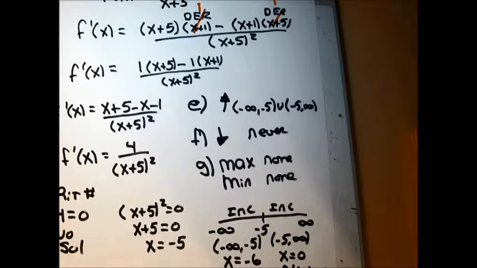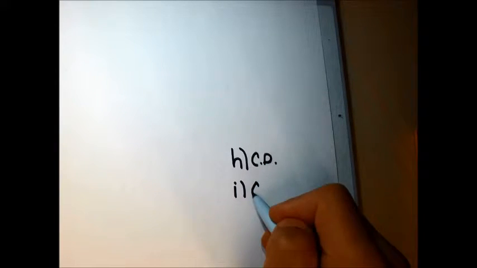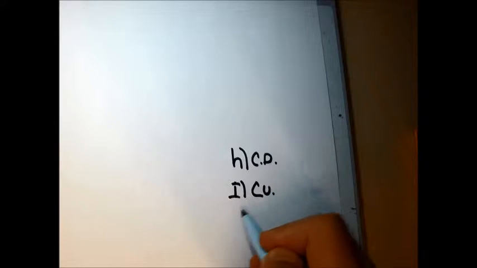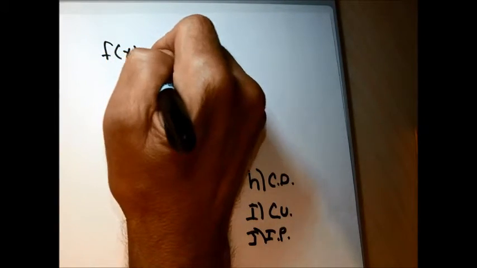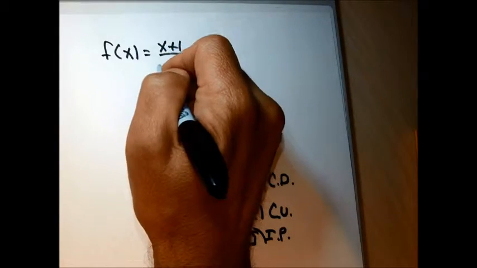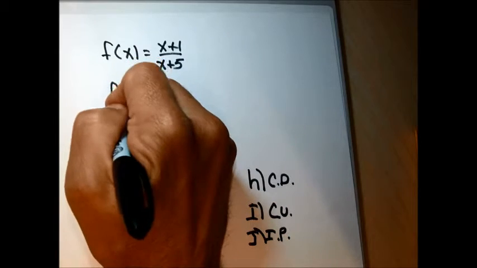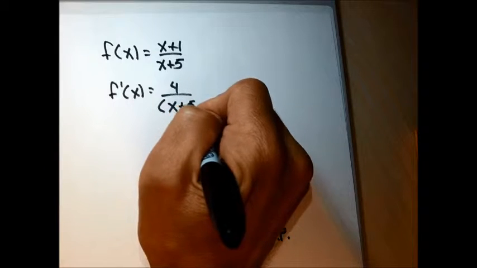Alright, so into the last part before I actually sketch the graph. So for H, I, J, and K, I'm trying to find out where the graph is concave down. I am trying to find out where the graph is concave up. In J, I'm finding any inflection points. And to do those, I need to know the first derivative and the original function. The original function was f of x equals x plus 1 over x plus 5. The derivative was f prime of x equals 4 over x plus 5 squared.